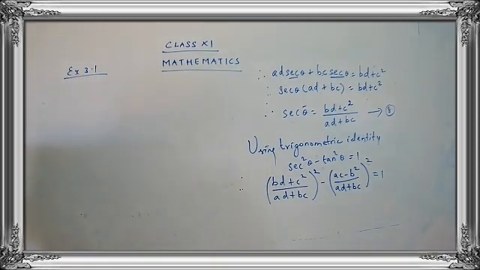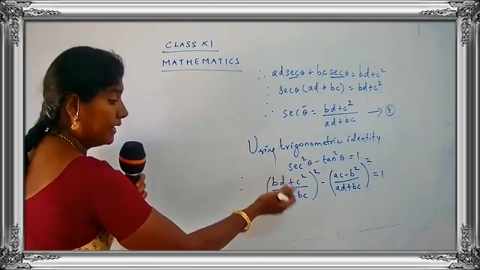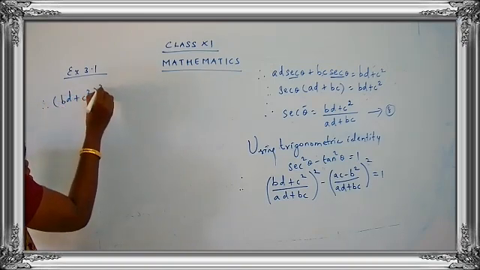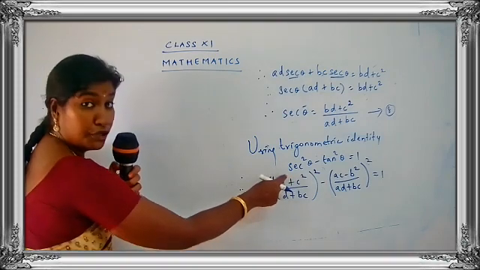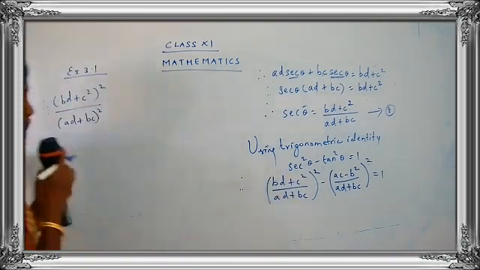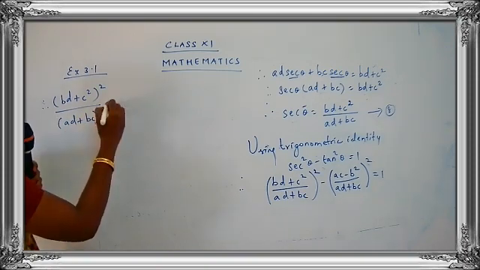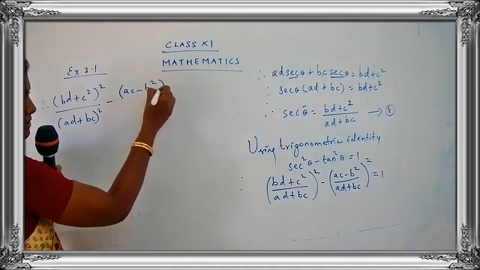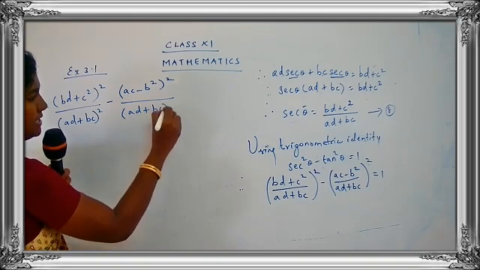So write down here. So what you have? Just see here, children. So this is square. So I'm going to square the numerator and the denominator part. Therefore, (BD + C) square upon (AD + BC) square. Square is given to the numerator separately and the denominator separately. So (BD + C) square upon (AD + BC) square minus, again here, (AC - B) square upon (AD + BC) square is equal to 1.